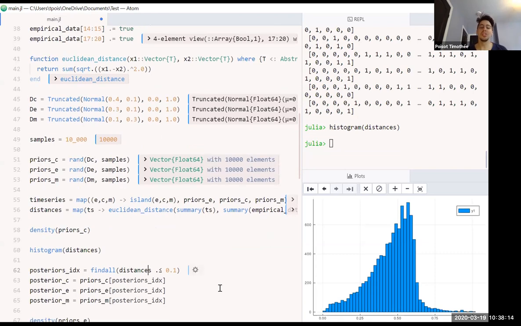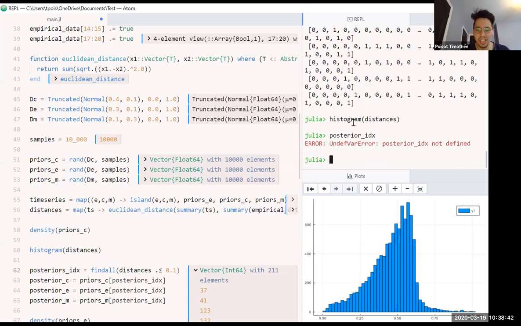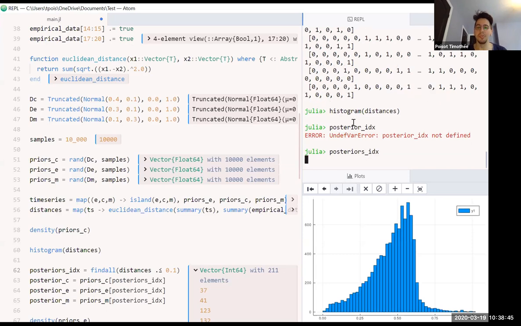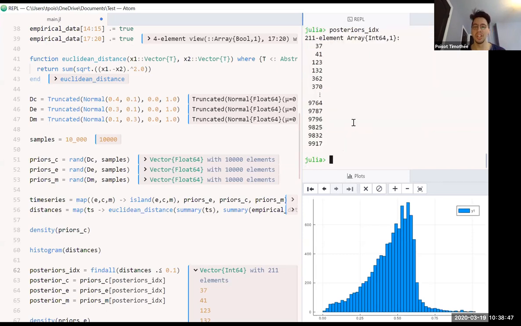So when we have that, and we're not necessarily doing rejection sampling here, we're doing sort of keeping sampling, where we generate all of the samples and we only keep the ones that are appropriate. There's an example with rejection sampling immediately after that. We could use the find all function to get the position of everything that must be kept because its distance is under, we use 0.1 here. So the index of the samples that have been retained to be part of the posterior distribution are 37, 41, 123, 132, so on and so forth.